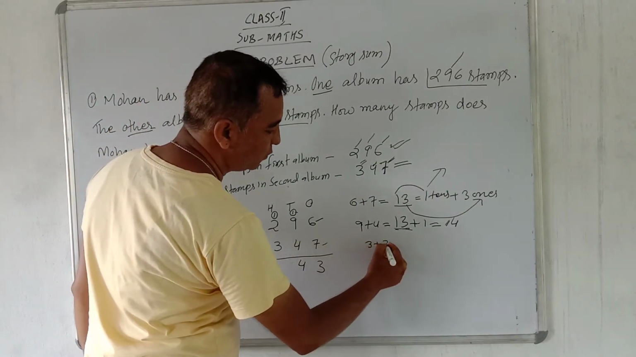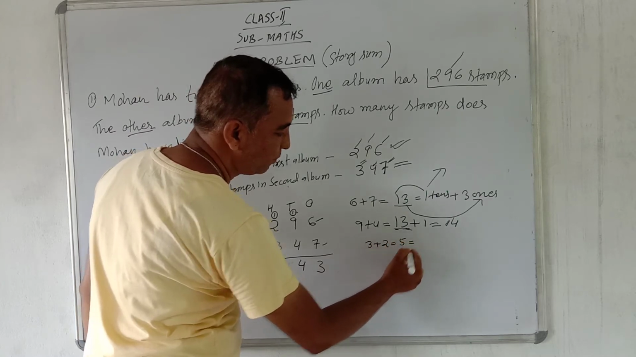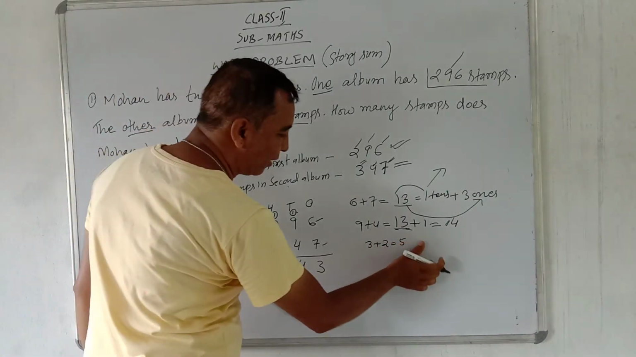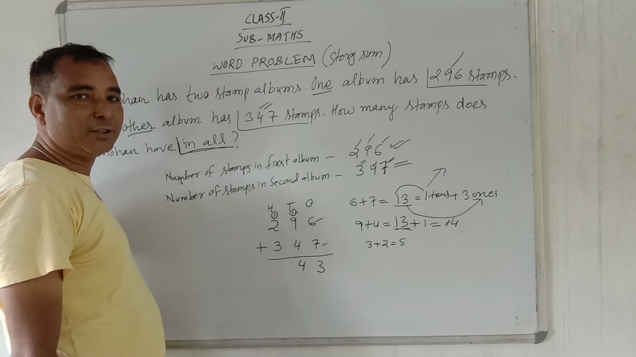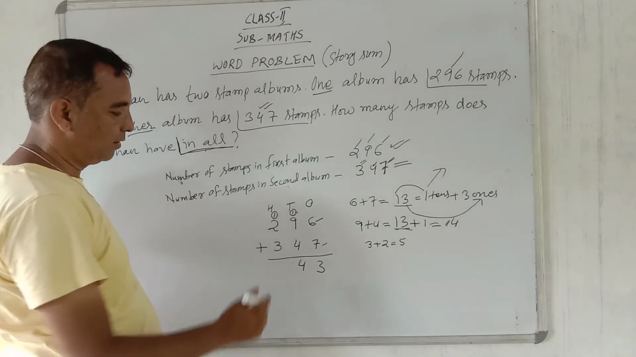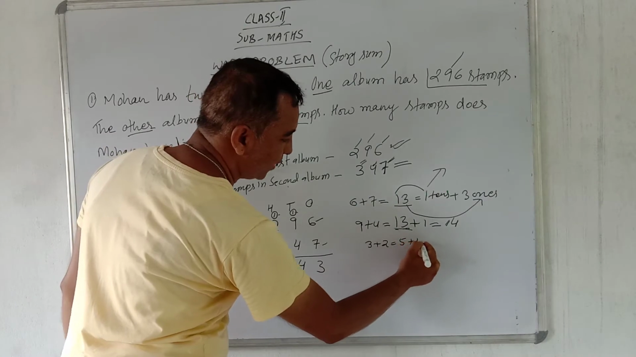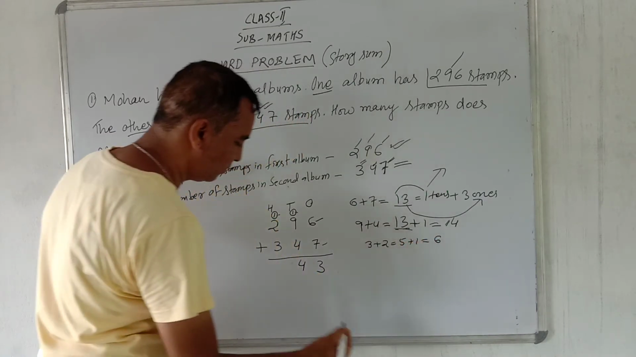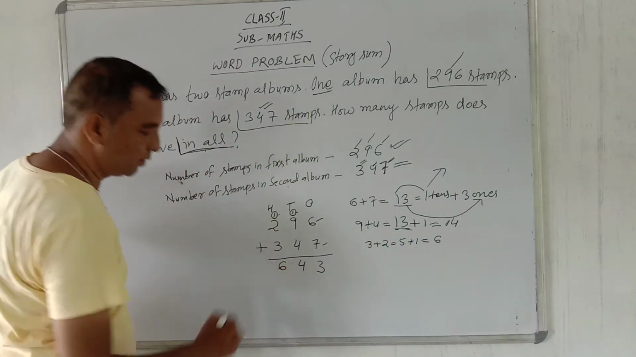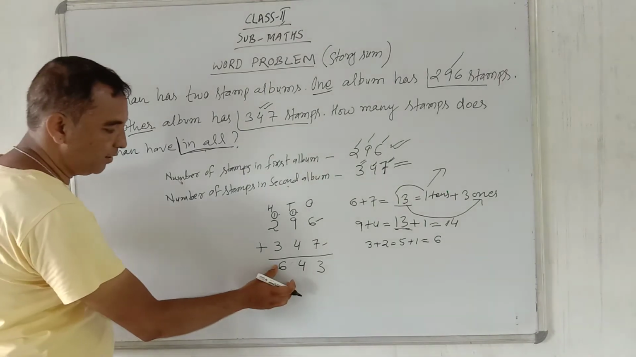3 plus 2 is equal to 5. Understood? Now one more thing we have to do is add this number. So 5 plus 1, how much? 6. Very simple. So 6. So what is our answer?